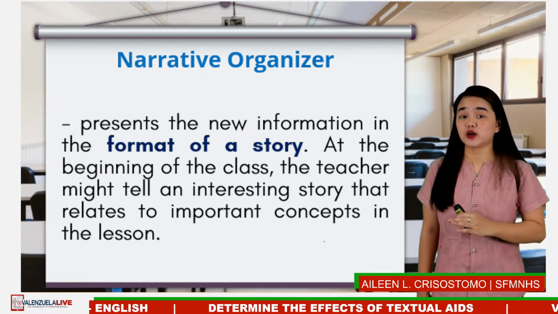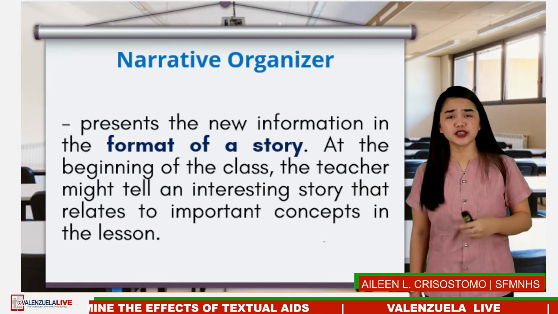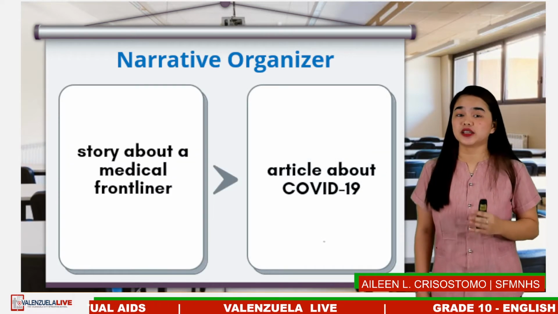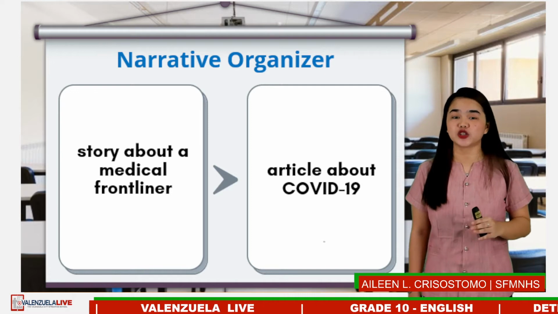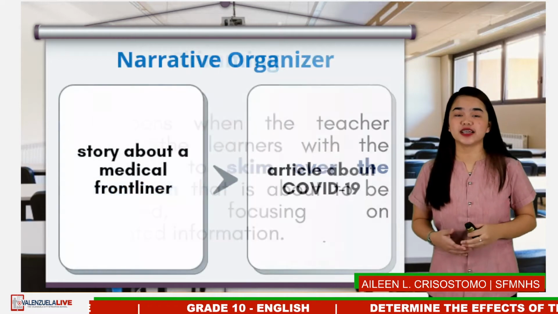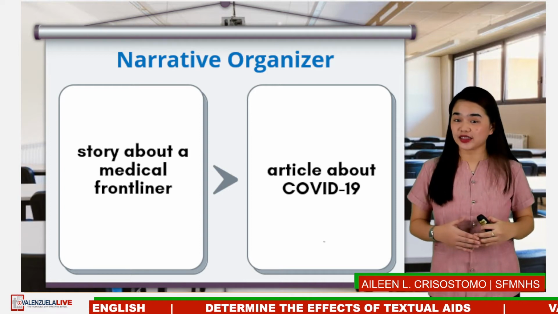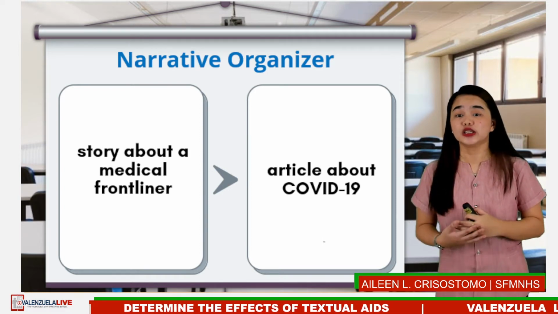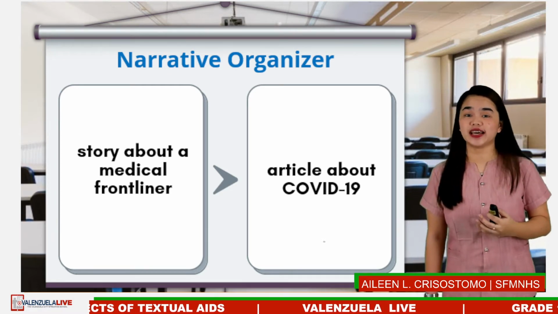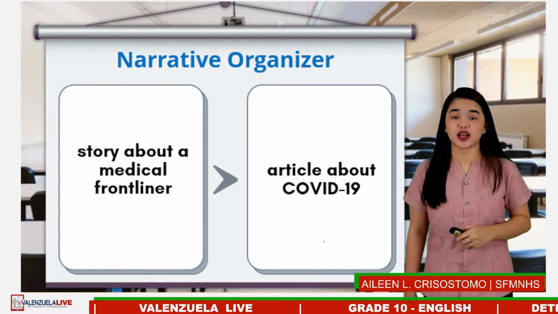The teacher makes frequent bridging connections between the story and students' lives. After the story, the teacher highlights the key ideas. This approach taps into students' prior knowledge for better assimilation of new material. An example is this: before discussing an article about COVID-19, the teacher will first tell a story about her friend who served as a medical frontliner during the pandemic and share her sacrifices and struggles. Through this, the story serves as a way for the students to activate their knowledge about the said topic.